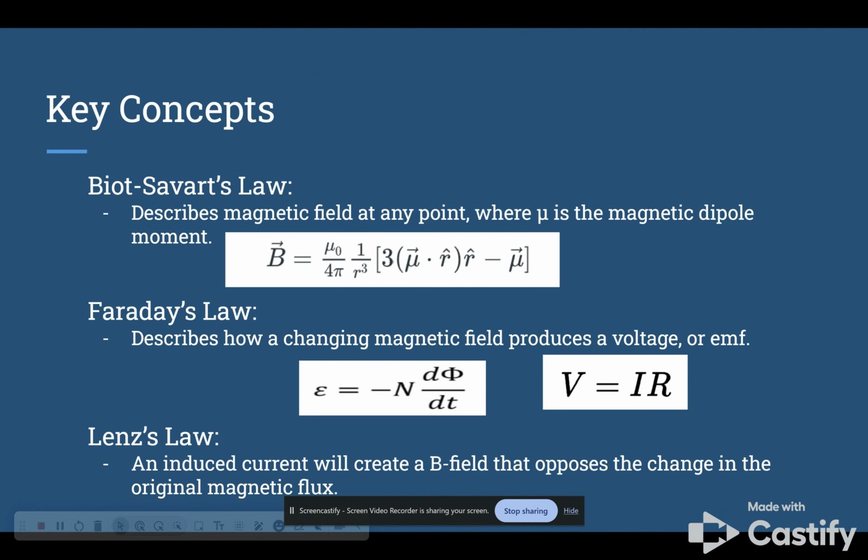Some key concepts were Biot-Savart's law, which describes the magnetic field at any point, and mu is the magnetic dipole moment in that equation. And we have Faraday's law, which describes how a change in magnetic field produces a voltage or EMF, which relates back to Ohm's law. And then we have Lenz's law, which says that an induced current will create a B field that opposes the change in the original magnetic flux.